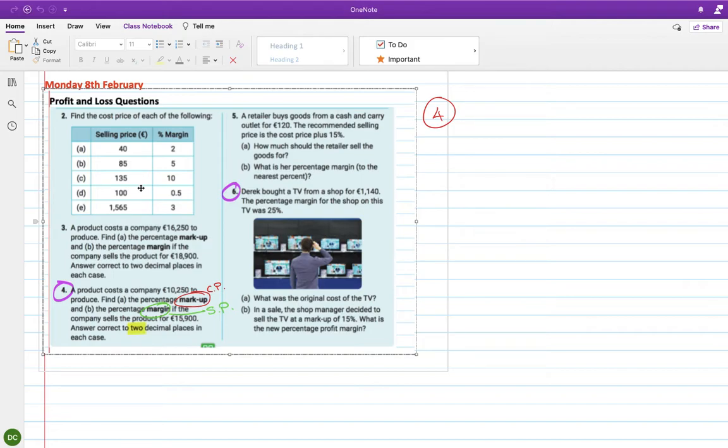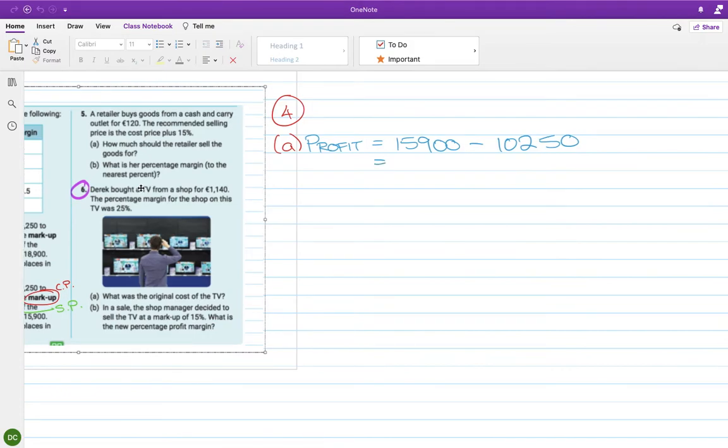So, part A. What's the profit, I suppose, first of all? It's going to be 15,900 minus 10,250. Did I say 5,000? 15,900, 10,250. So that's a profit of 5,650.